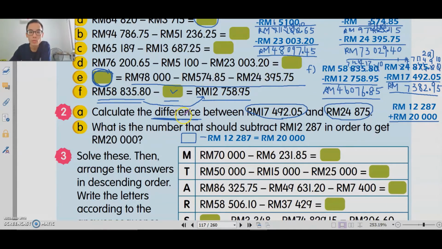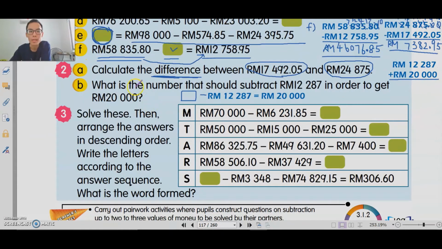Okay, 2B. What is the number that should subtract 12,287 ringgit in order to get 20,000 ringgit? So what is the number is the unknown. So I put the unknown here. The box in front here is the unknown. I subtract 12,287 ringgit in order to get, that means equals 20,000. So this is how the number sentence looks like. Unknown minus 12,000 equals 20,000.